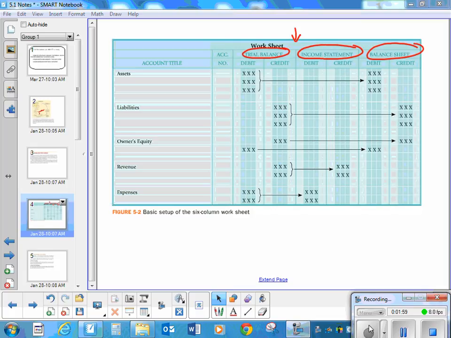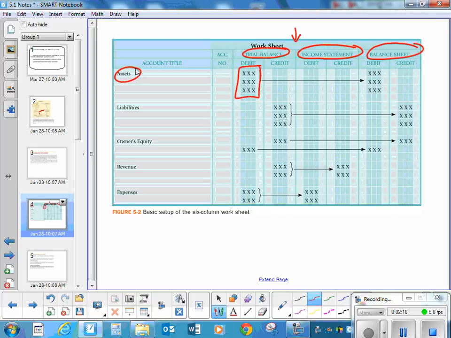The basic sections, we have assets, and we're going to list all of our assets here. Now we're going to do our trial balance section first before we worry about anything on our income statement or our balance sheet. Your assets are all debit balances, that's why they are listed here. Then you're going to do your liabilities, and they are credits, that's why they're listed in this column. Then you're going to do your owner's equity, which is also a credit balance.